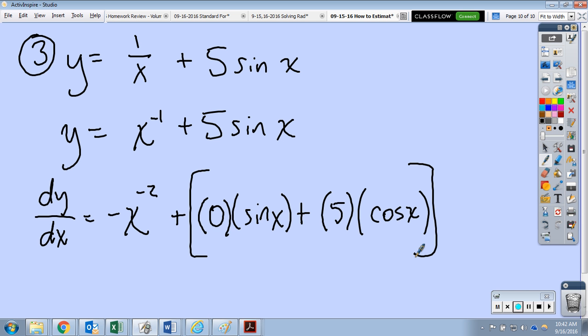So I rewrote this as x to the negative first, because 1 over x is x to the negative first. What happens if it's that way? I did it like this because we know the rule where we can bring the exponent to the front and then drop the exponent down a power. That's why I did that, because it's easier for me to see. And then I can rewrite it. So for this to be rewritten properly, dy/dx would be equal to negative 1 over x squared. This guy goes away to nothing, plus 5 cosine of x.